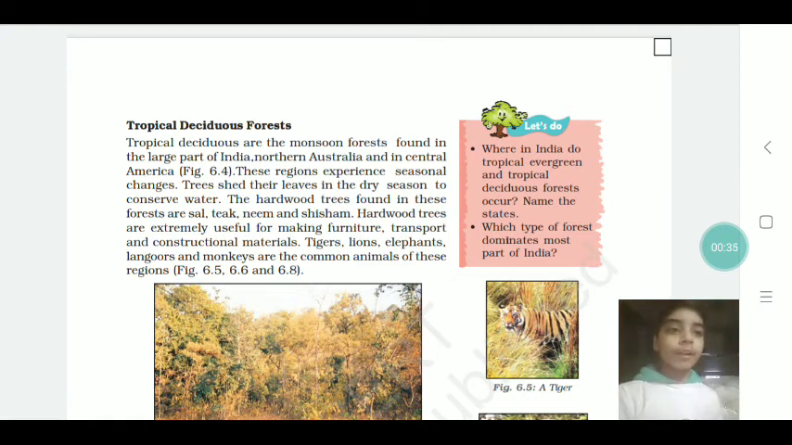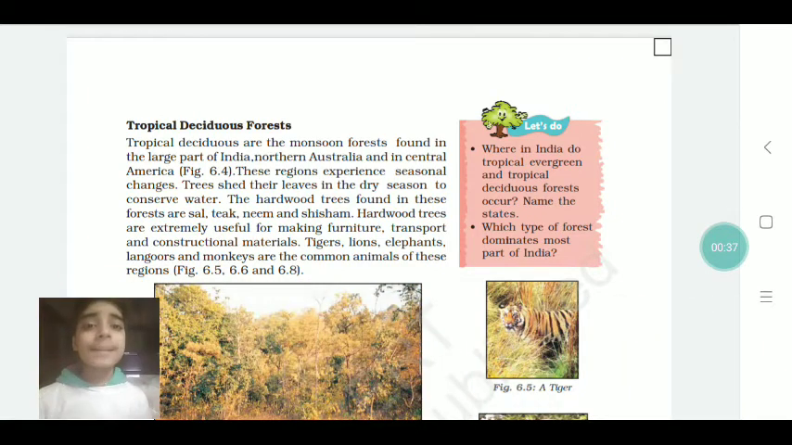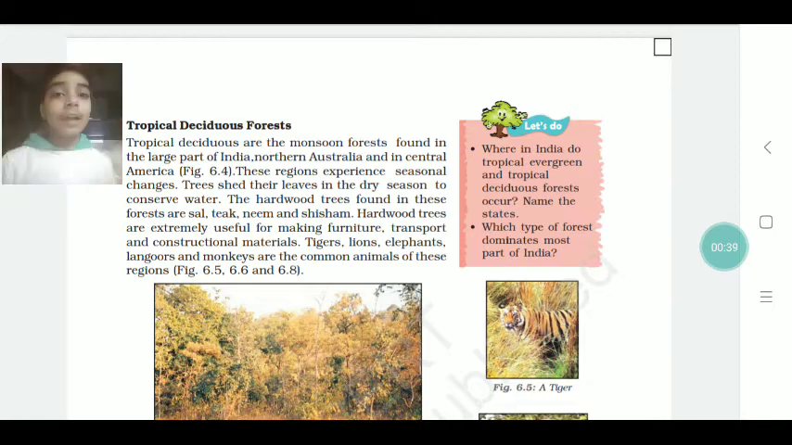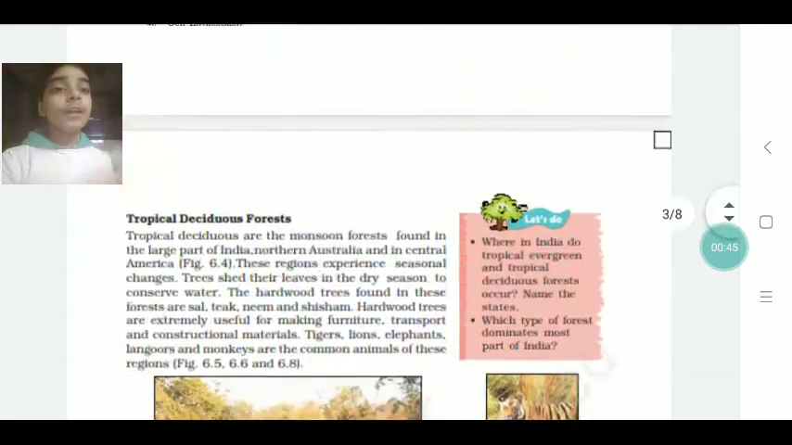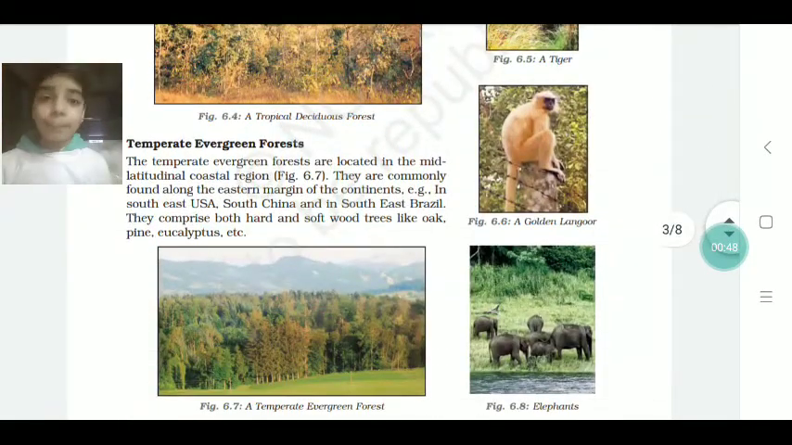So let's move. So as far as we have discussed tropical deciduous forest and tropical rainforest. Now we are here to discuss temperate evergreen forest. So temperate evergreen forests are located in the mid-latitudinal coastal region. They are commonly found in the eastern margin of the continent.